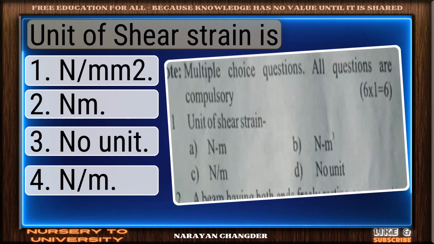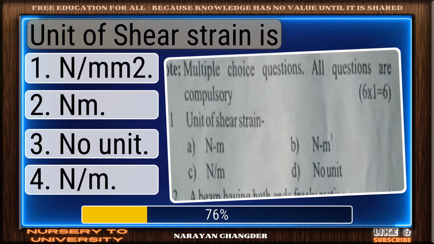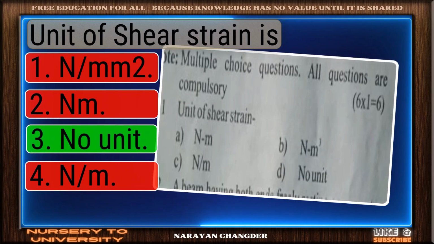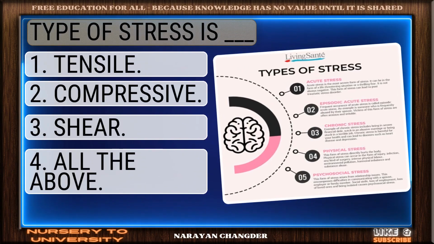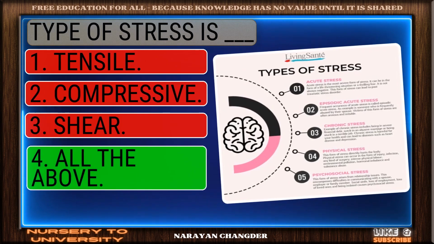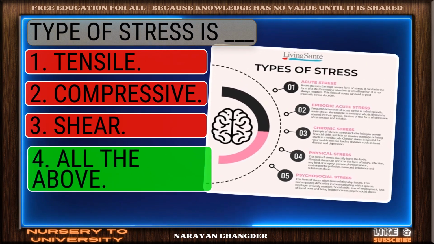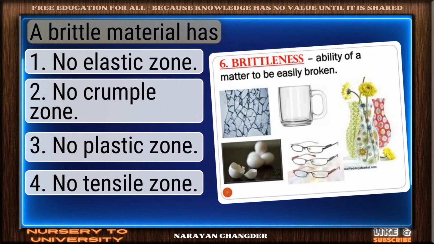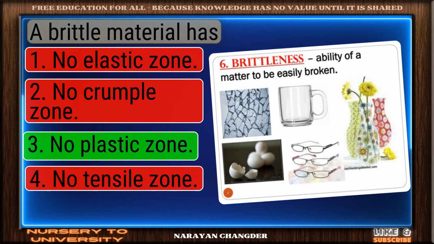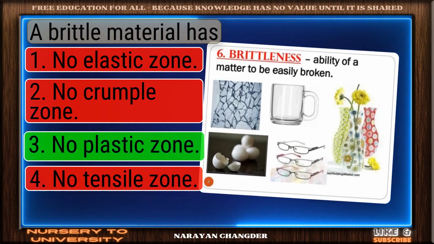Unit of shear strain is. Solid response. No unit is a valid choice. Type of stress is dash. Well done. All the above is the right choice. A brittle material has. Valid point. No plastic zone is true.